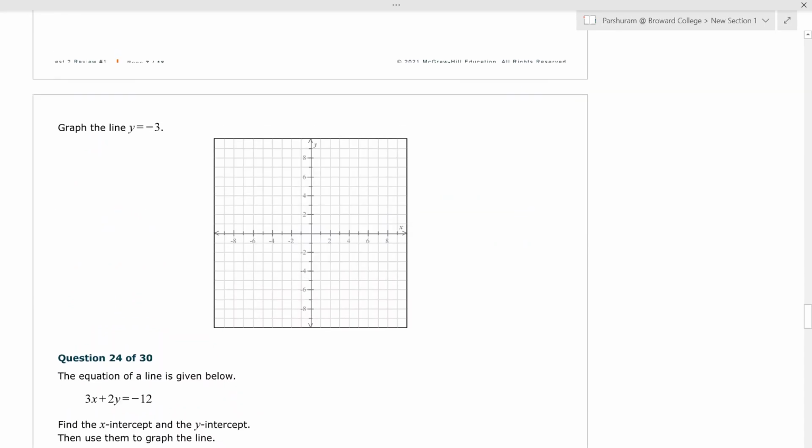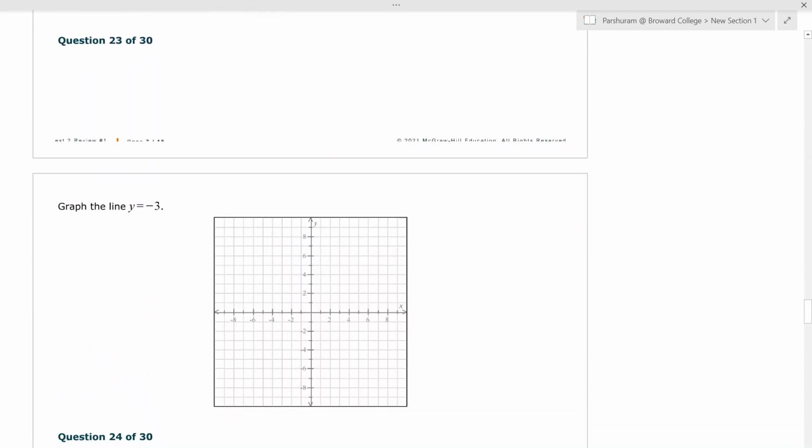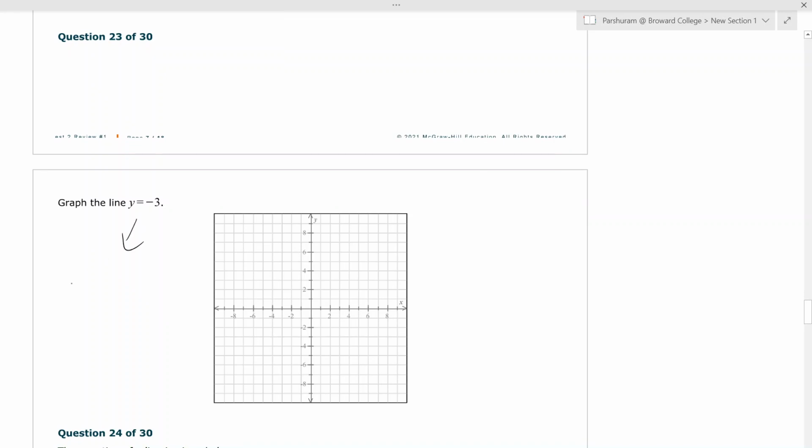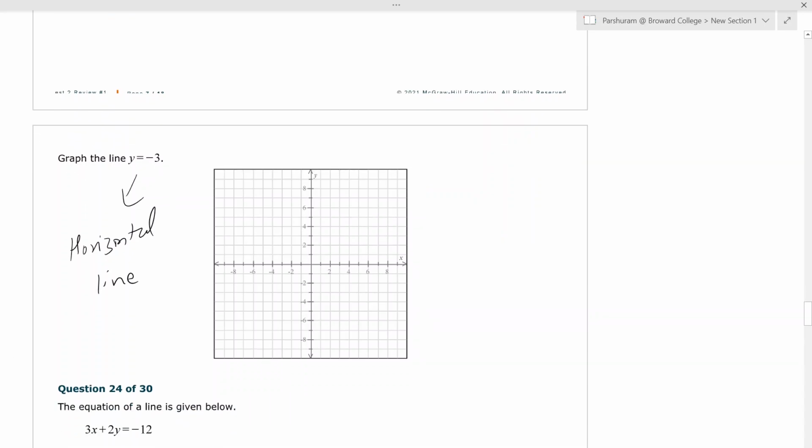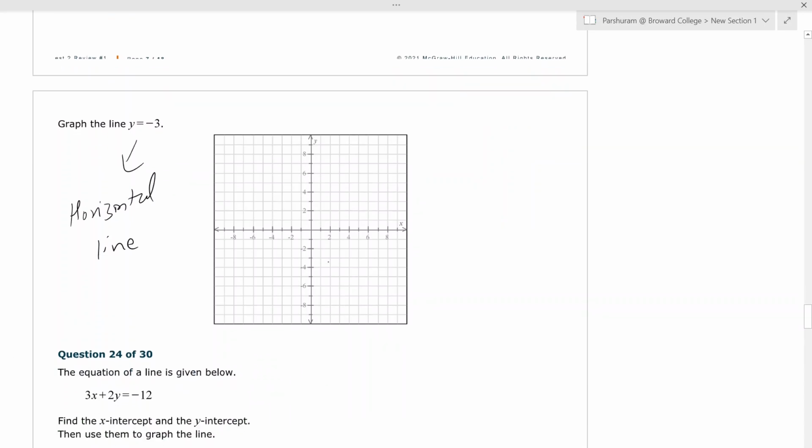Let's go to problem 23. We have to graph the horizontal line. Y equal constant means it's a horizontal line, and for this kind of line you just draw a line passing through negative 3. So negative 3 is here. You have to draw the horizontal line.